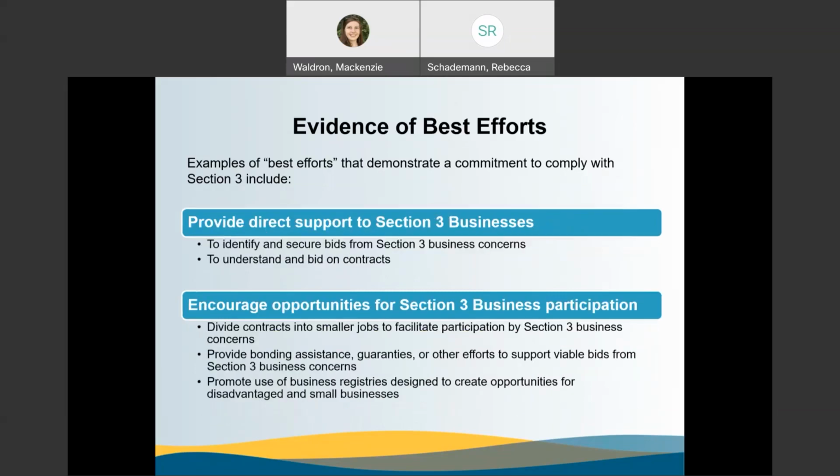We've got a couple more examples of best efforts as well. It could be providing direct support to Section 3 businesses to identify and secure bids from Section 3 business concerns, or to assist Section 3 businesses in understanding and bidding on contracts. Finally, you can encourage opportunities for Section 3 businesses to participate by dividing contracts into smaller jobs to facilitate participation by Section 3 business concerns, by providing bonding assistance, guarantees, or other efforts to support viable bids from Section 3 business concerns, or by promoting the use of business registries designed to create opportunities for disadvantaged and small businesses.